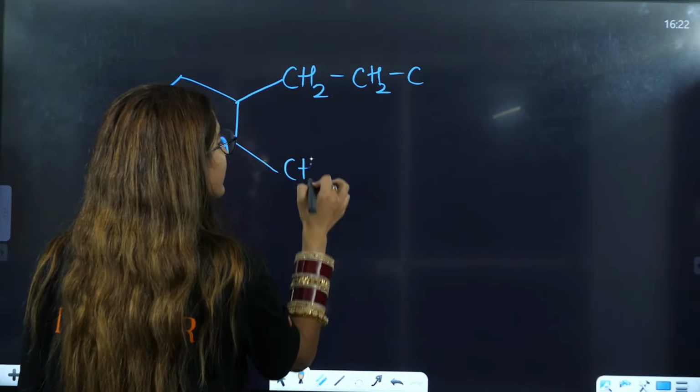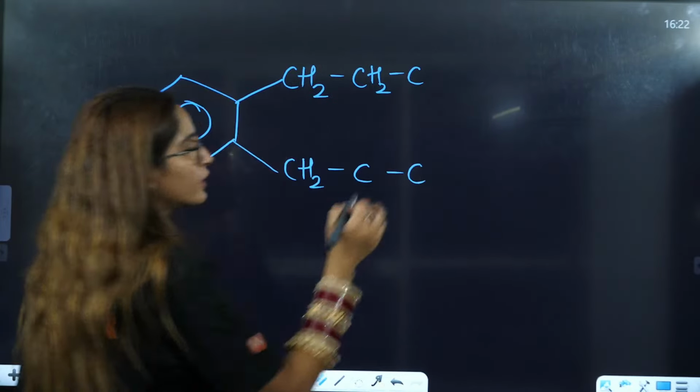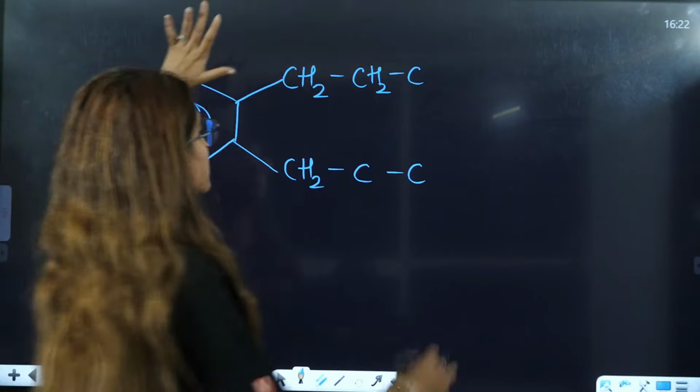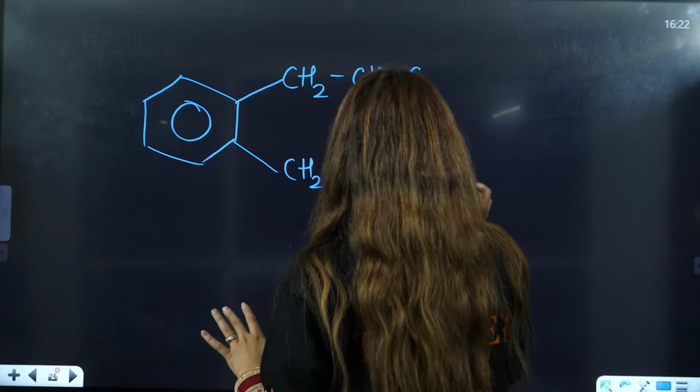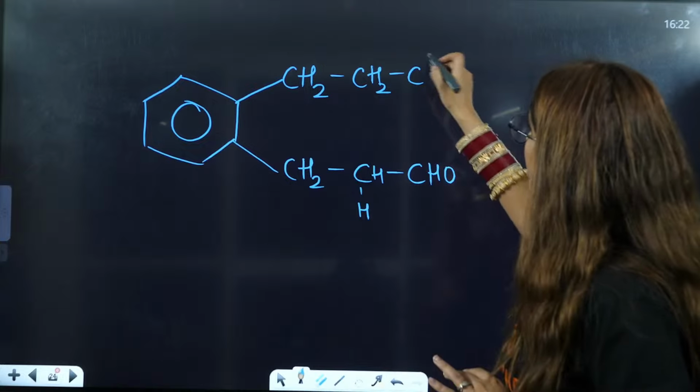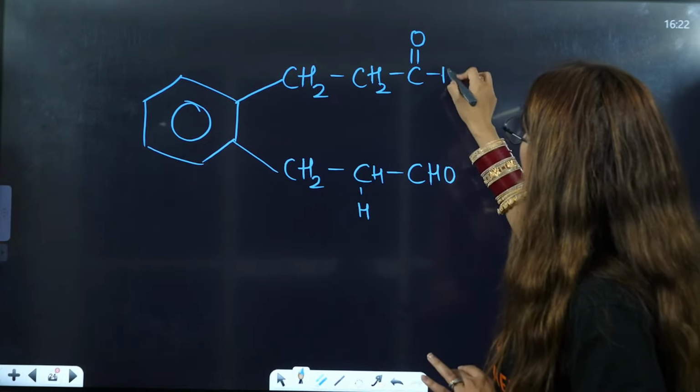Okay, so what I told you, in one thing, keep the CHO as it is. Here keep CHO as it is, and make alpha hydrogen open. Here, open the carbonyl carbon.